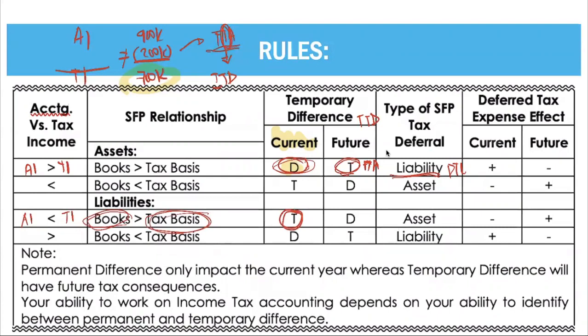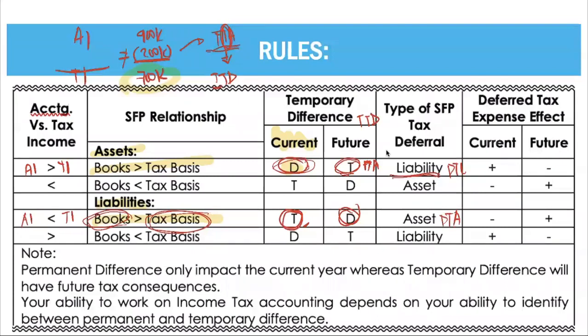We tax them, but in the future we deduct them. So your accounting income is lesser than your taxable income on the part of your liabilities. Currently we tax them, in the future we deduct them. Since you will deduct them in the future, what will happen? You have a deferred tax asset. That's as to your liabilities wherein books is greater than tax basis. For your assets, books is greater than tax basis.